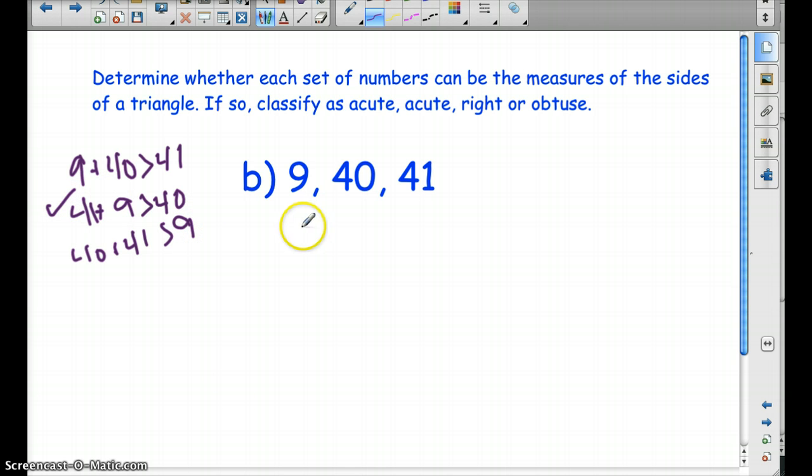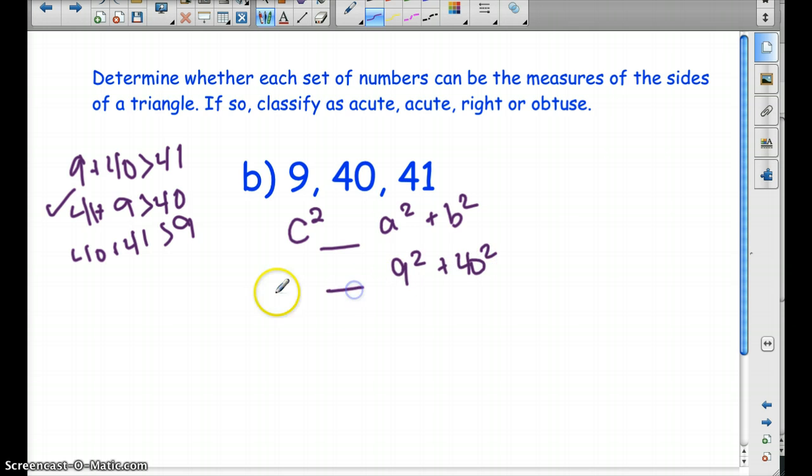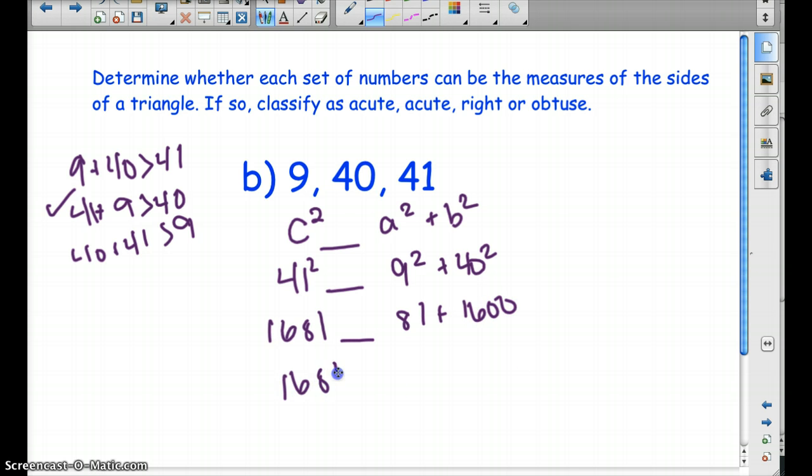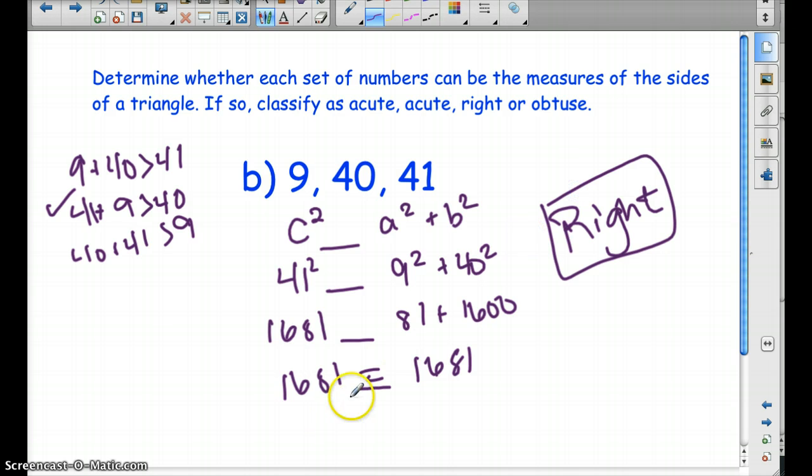Now what kind of triangle is it? Well, we're going to use c squared, fill in the blank, a squared plus b squared. So our two smaller sides are 9 and 40. So 41 squared is going to be 1681, and 9 squared is 81, and 40 squared is 1600. So if we notice, they're the same. So what happens when it's equal? Right, it's a right triangle. So this is a right triangle.